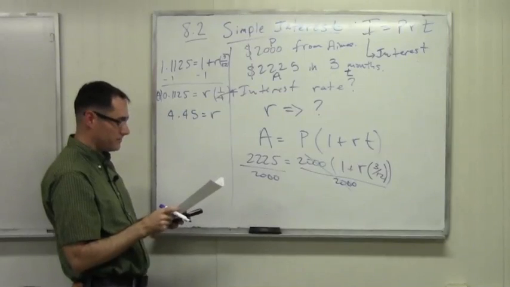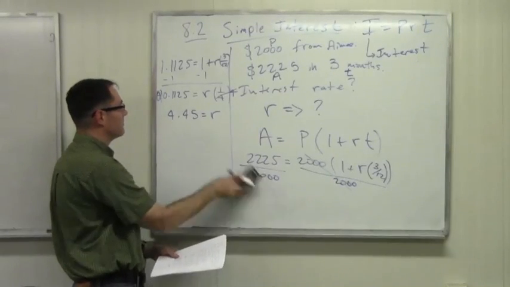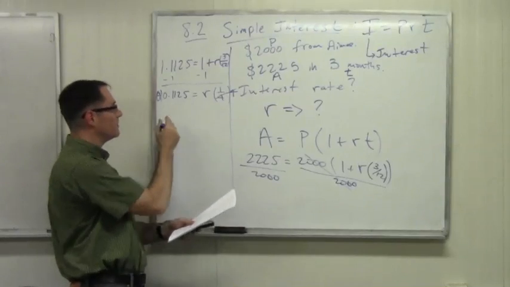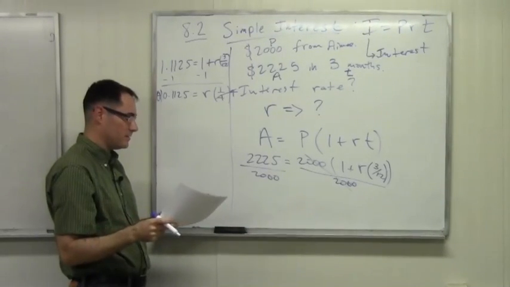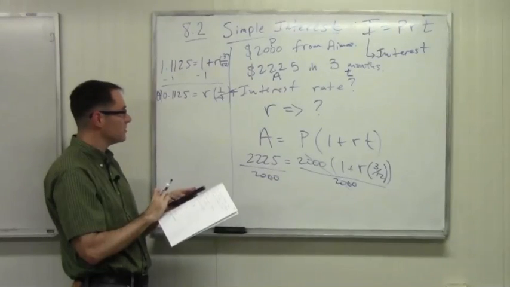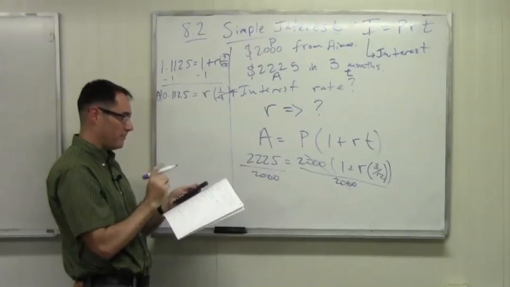Wait, did I do something wrong? I must have. There's no 0.45. How about 0.45? Yeah, you're right. Is it just 0.45? Hang on. It is. 0.1125, yeah, that's right, times 4. Yeah, 0.45.